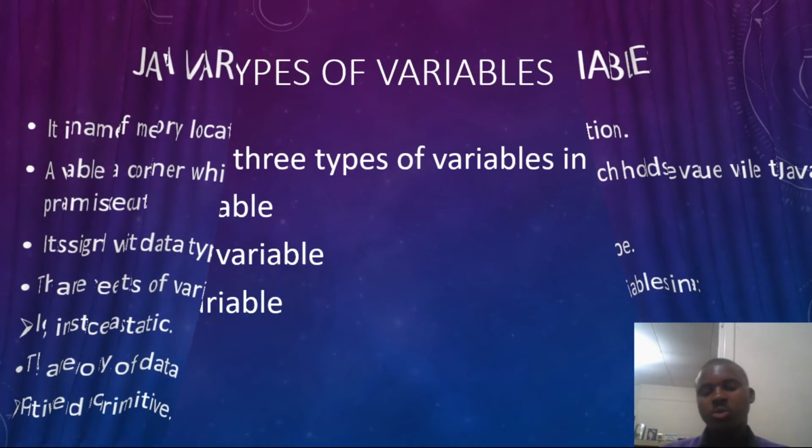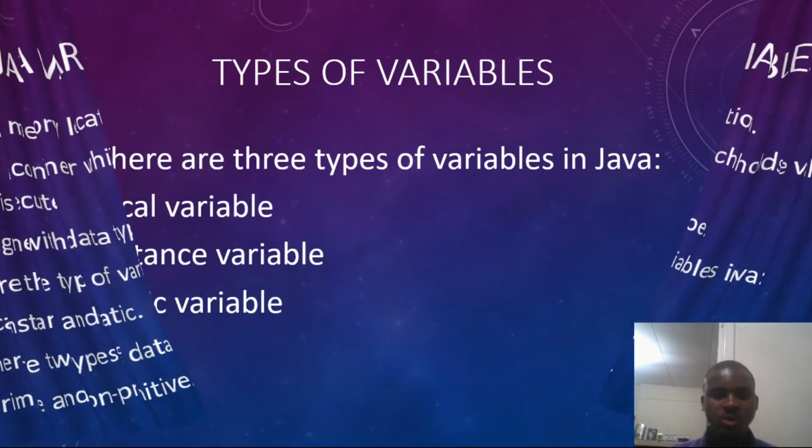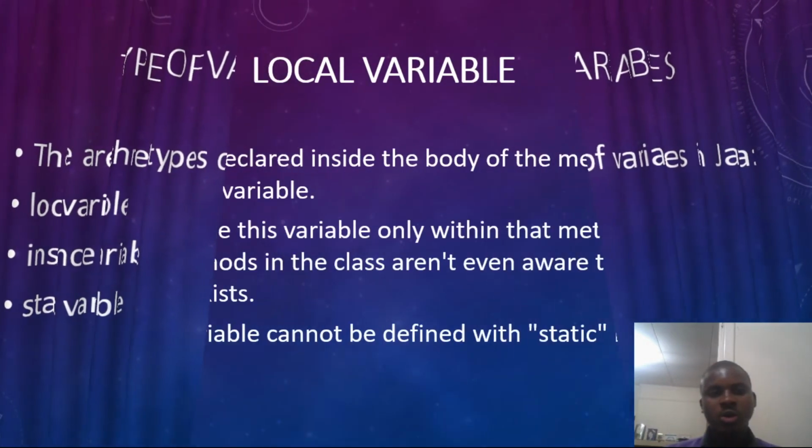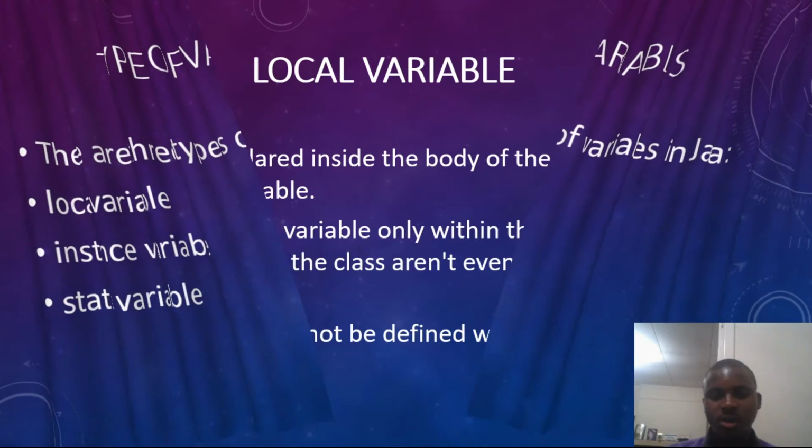So, types of variables. There are three types of variables, which is local variable, instance variable, and static variable. So we are going to start with the local variable.